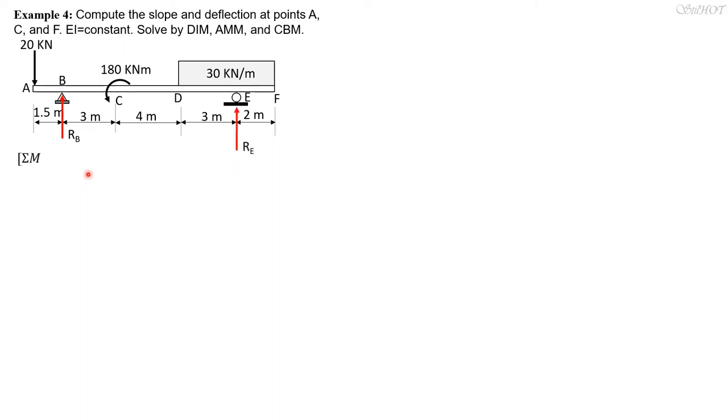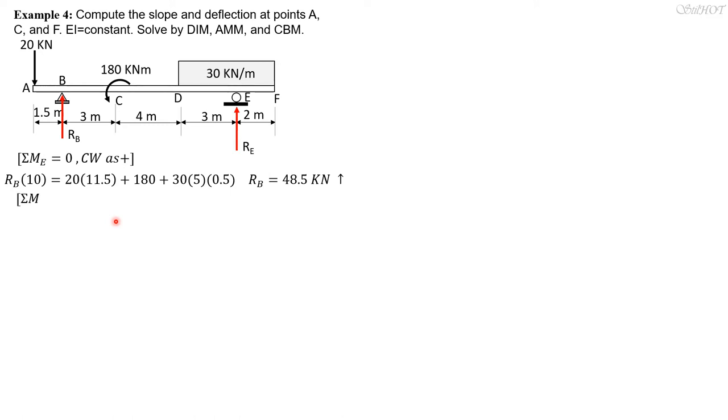So summation of moment about E equals 0, considering clockwise as positive. So clockwise moment equals counterclockwise moment. So R sub B times 10 then equals 20 times 11.5 plus 180 plus 30 times 5 times 0.5. So solving for R sub B is 48.5 kilonewtons, so it's upward as indicated in the figure.